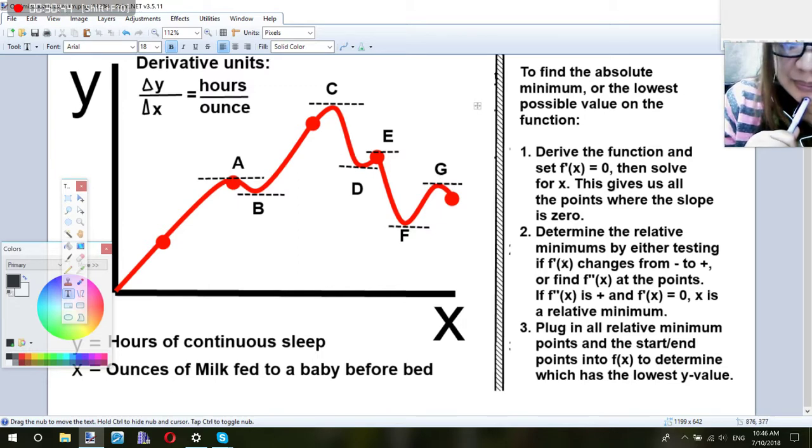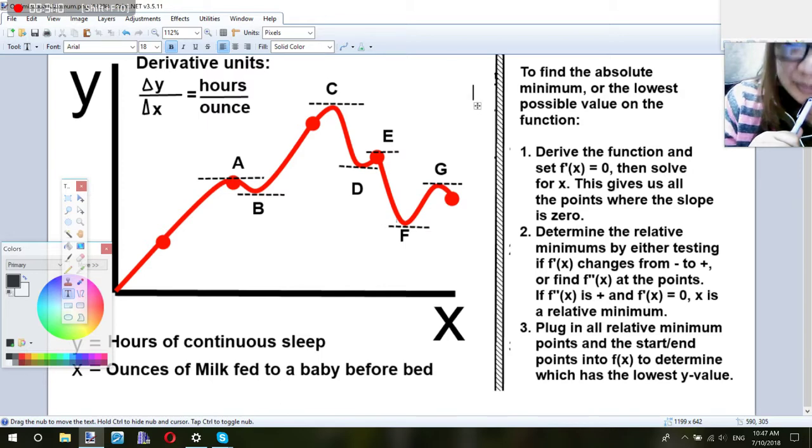I could also check the concavity. If I am concave up with a slope of 0, which is B, D, and F, then I have a relative minimum. Okay, so now I've got 3 points, B, D, F, but I also need to check the start point and the end point, again, because it's possible for the start point to be lower than my relative minimums, which for this function it actually is. Our start point is 0, and B, D, and F are all positive.